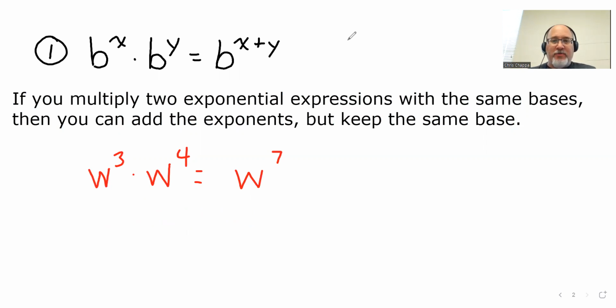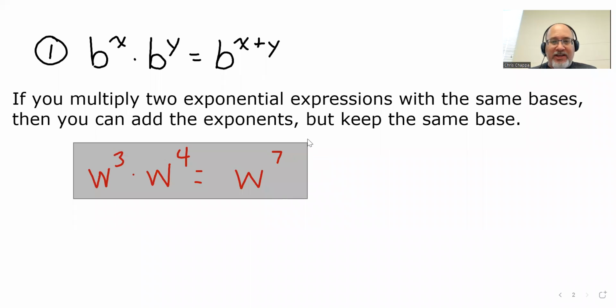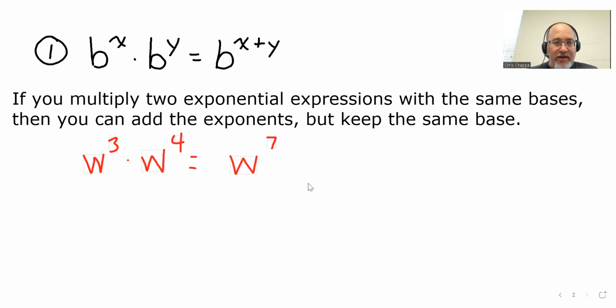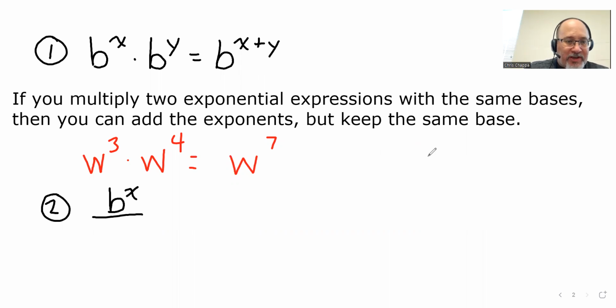If you multiply two exponential expressions with the same base, then you can add the exponents, but keep the same base. And then for rule number 2, let's do the one that says when it's time to subtract. The time to subtract is when you divide two exponential expressions with the same base, but possibly different exponents. So we'll say b to the x divided by b to the y. And remember, a fraction is just a division problem. Keep the same base, subtract the exponents.